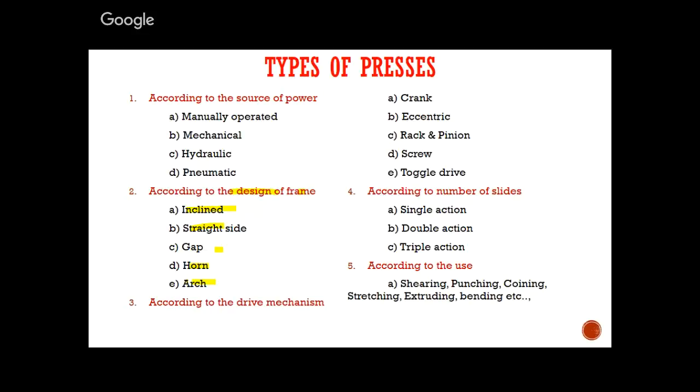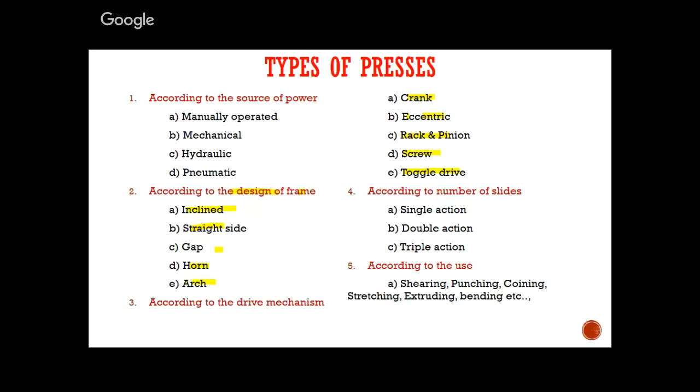And the third one is according to the drive mechanism, in which way we are going to give a motion to that press work of a die and punch. So that is depending upon the drive mechanism. Generally they prefer a drive mechanism such as crank or eccentric type, rack and pinion, screw type, and toggle drive mechanism. So these are all the classification according to the drive mechanism.